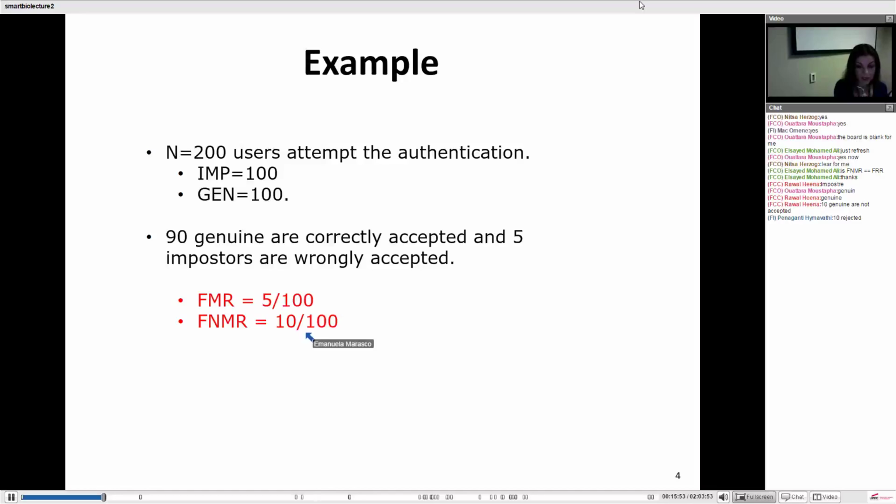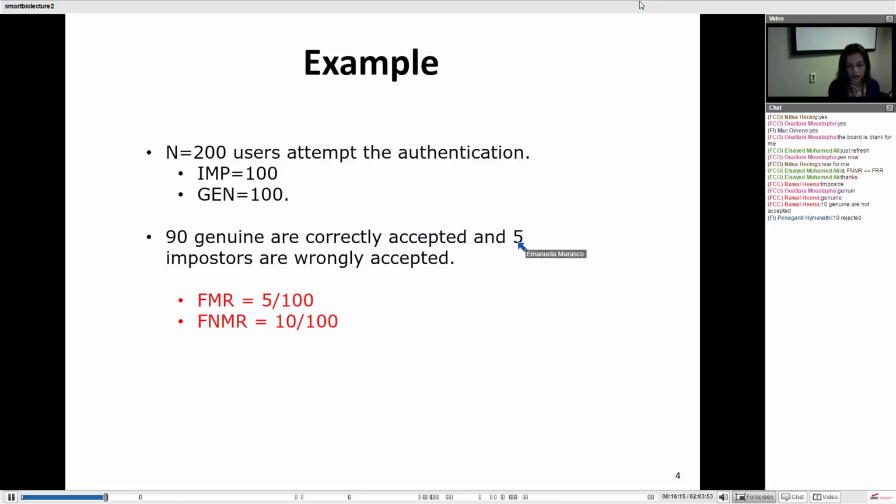So make sure that you understand the ratio, so the definition of this rate, because the right number here is 100, right? So just the total number of genuine. It's a proportion of genuine wrongly rejected versus the total number of genuine.